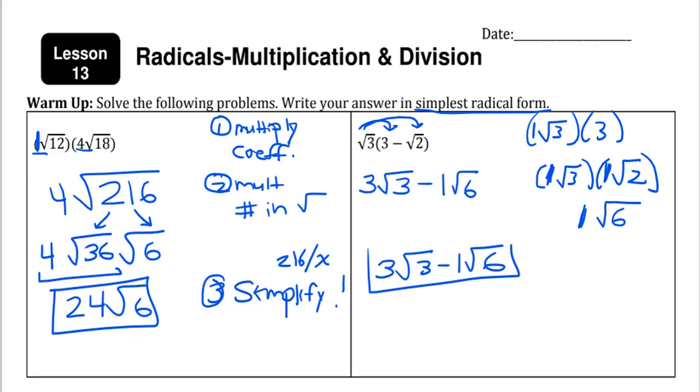Right? I cannot simplify or break down 3 anymore. I cannot simplify or break down 6 anymore. And since I cannot subtract them together because they're not like radicals, that is all I have.